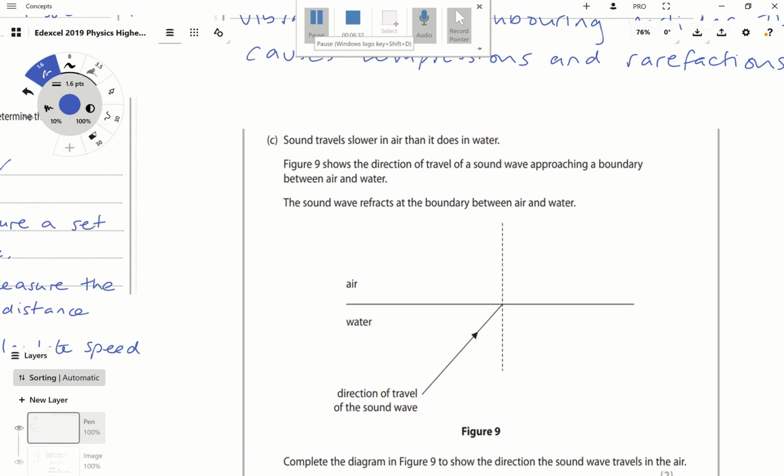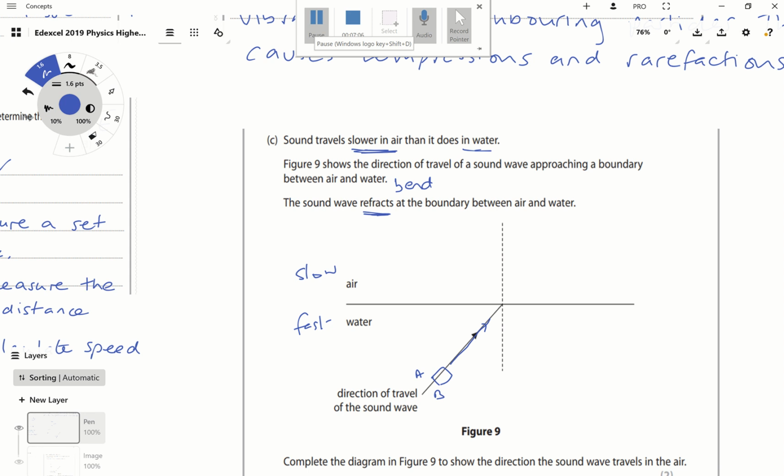Okay, the next one: sound travels, and it's got a clear part here, slower in air than it does in water. So now I can go, well, it's going to go fast in this, and it's going to go slow in this. The sound wave refracts at the boundary, so it's going to bend at the boundary. And the crucial part is we've got to decide, is it going to bend that way or is it going to bend that way? Okay, so I've tried to teach you, sketch yourself a little car, get yourself a rubber or a pencil sharpener, and then brum, brum, brum along the line.